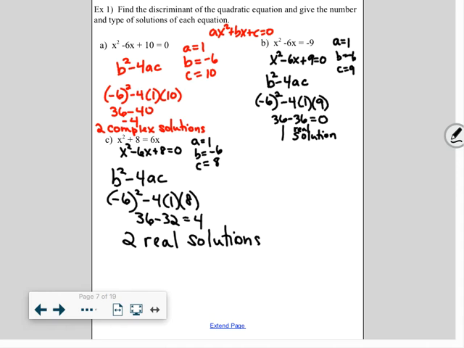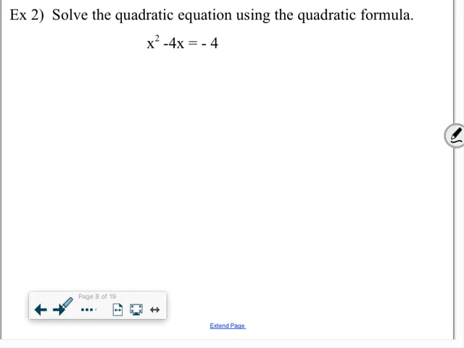Oh, no, I know what I did. I just flipped the sign. Okay. All right, here we go. Now let's actually get to solving one with the quadratic formula, okay? So Theron, what would be my first step in this one before I can use the quadratic formula? Good job. Okay, we're going to put this in standard form.